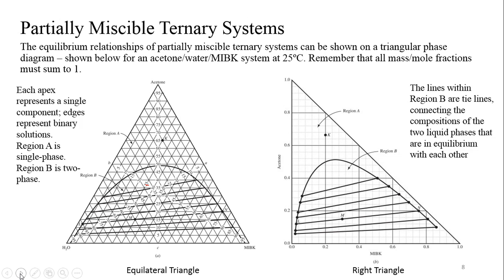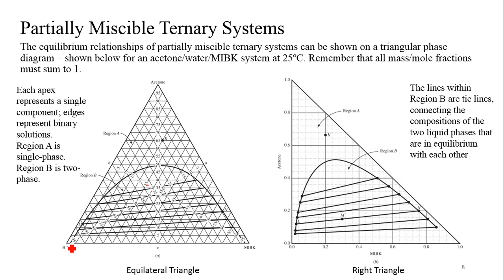To represent this, since we have three components, what's oftentimes done is to use some sort of a triangular phase diagram. And there's two different methods for doing that. One uses equilateral triangles. Another one uses right triangles. So we need to understand how both of them work. Let's start with the equilateral triangle to begin with.